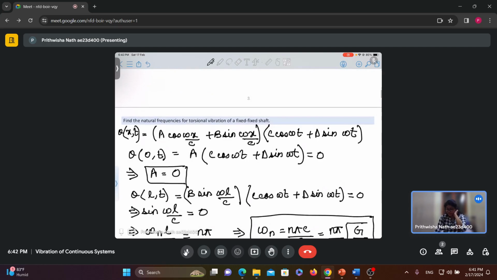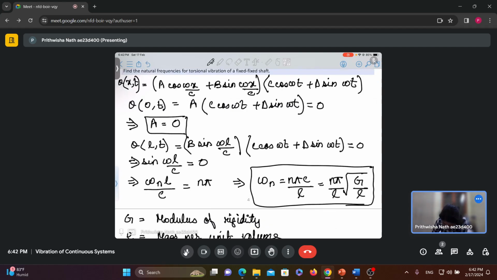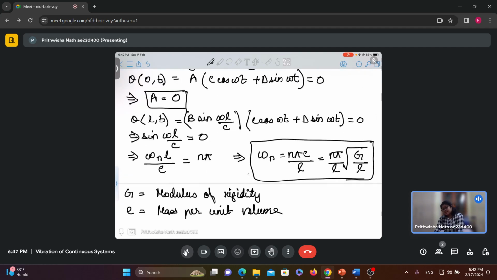Now since it's a fixed bar, at end L also theta should be 0. So for theta at L comma t, since A is 0, the first term in the first bracket is 0, we can write B sin(omega L by C) multiplied by (C cos omega t plus D sin omega t) equals 0. From this we can say sin(omega L by C) equals 0. This implies that omega n L by C equals n pi.